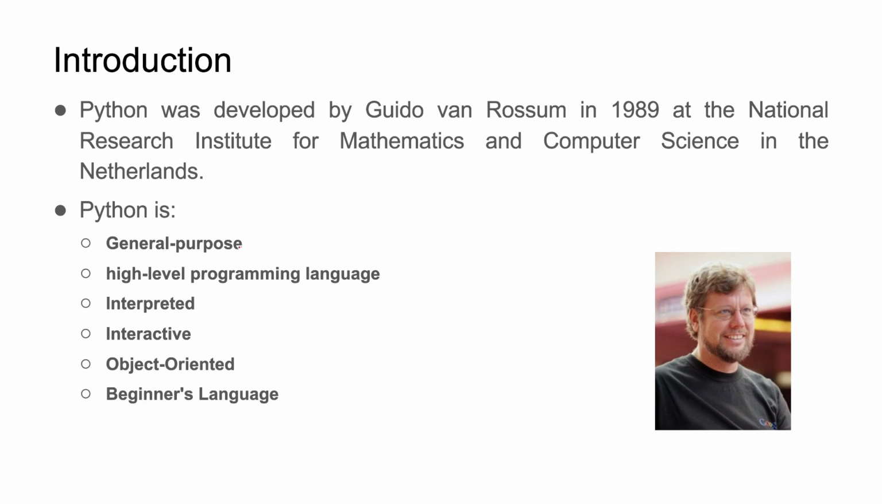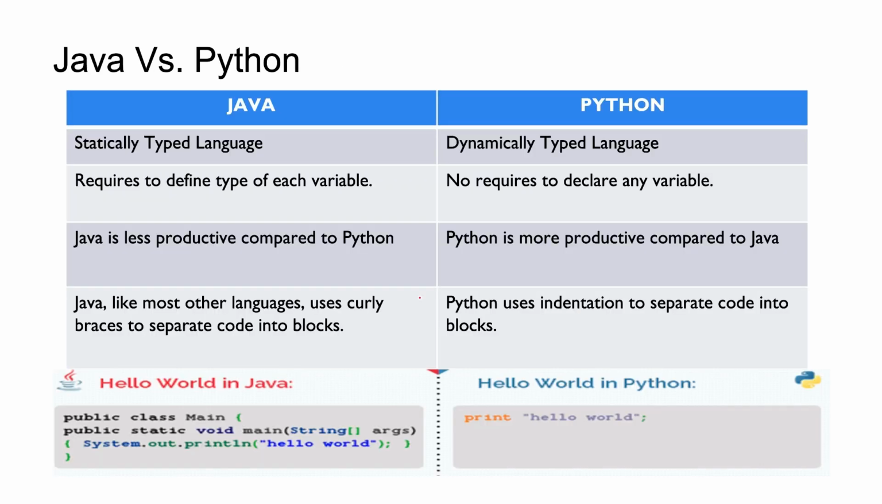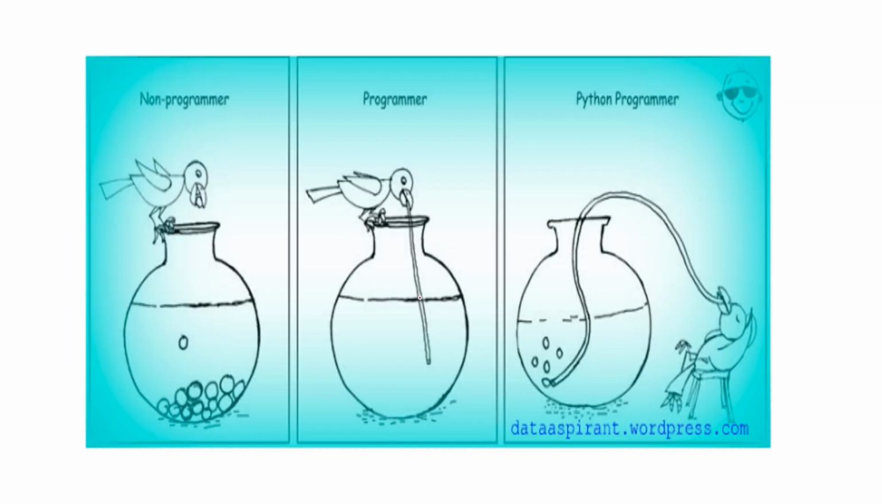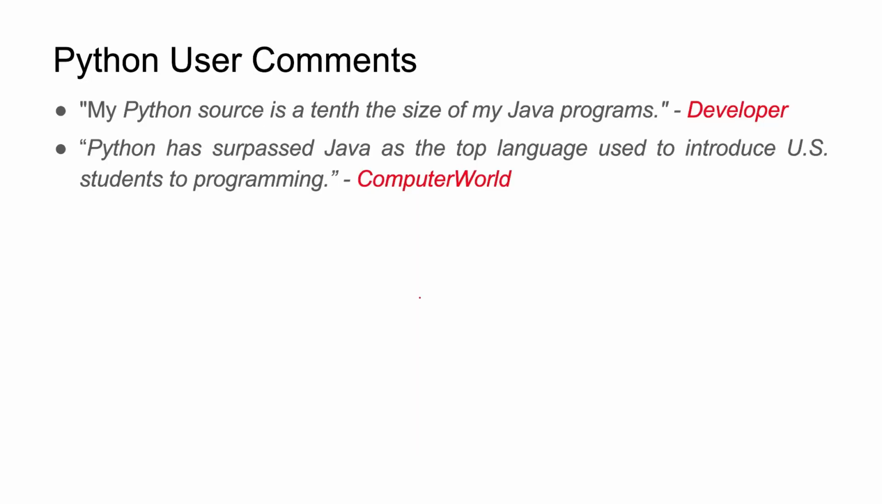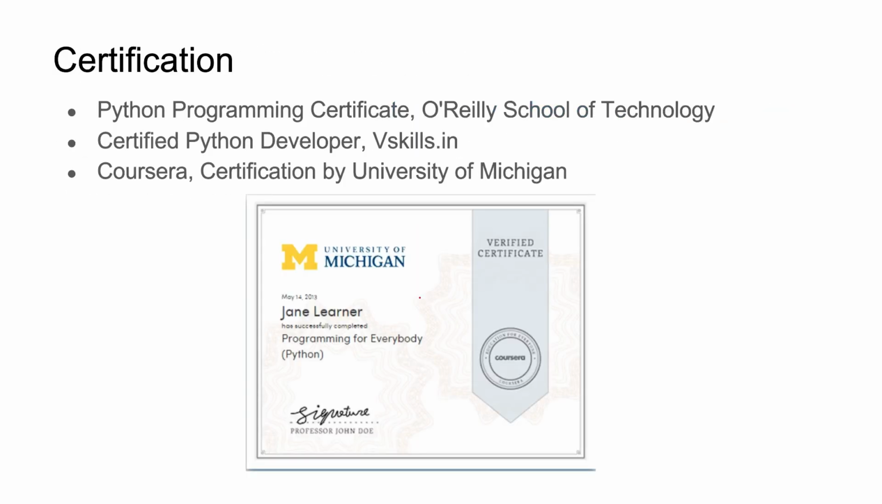Yeah, so as you know, Python is a general purpose, high level programming language, it uses an interpreter, right? Interactive, object oriented, and it is a very beginner-friendly language, right? That is why it started in high school also, right? In the CBSE syllabus also it was introduced, right? After that we have seen the Java Python comparison, right? You have seen this meme, right? Okay, then we discussed the certification.